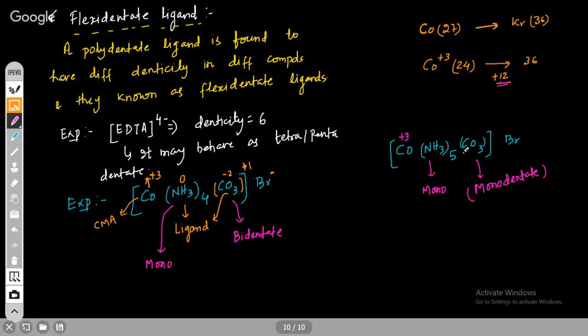Correct. So the point is, this is one example of a flexidentate ligand. Like this only, any polydentate ligand. Polydentate ligand means its denticity must be 2 or more than 2. Any polydentate ligand may behave as a flexidentate ligand depending upon the structure or the molecular formula of the complex. Correct? This is what flexidentate ligand we have. Next one you write down.